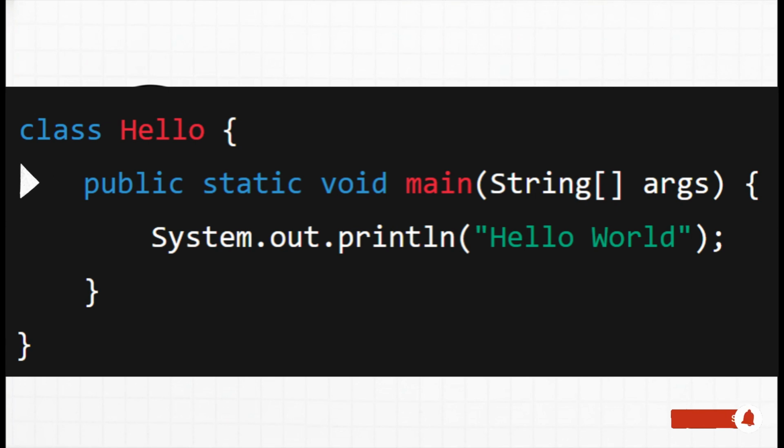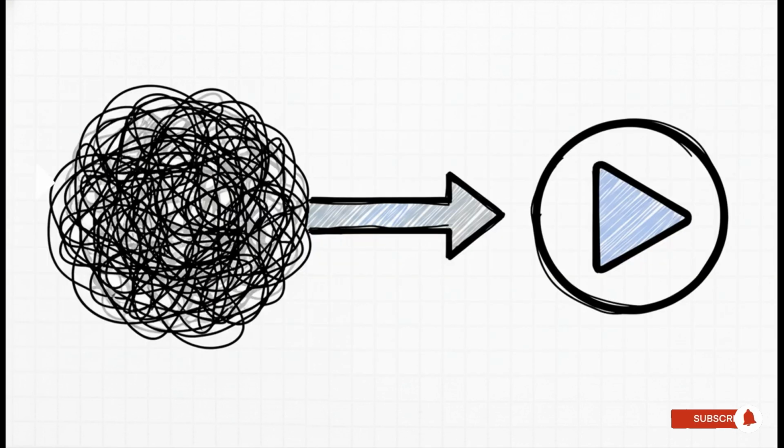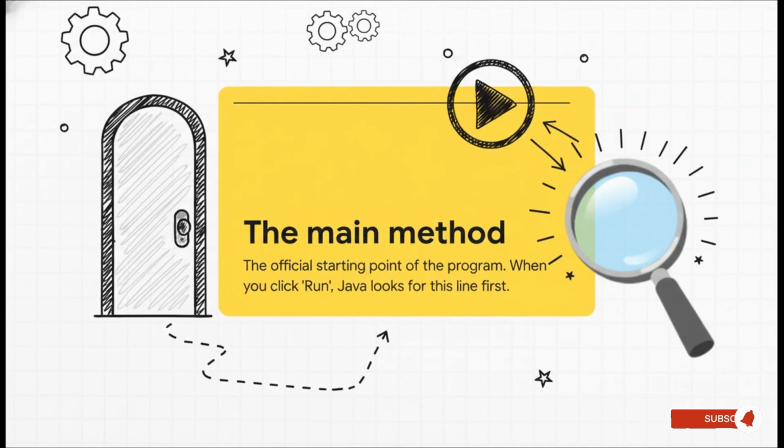All right, next up, this beast of a line. Public static void main string args. Whoa, okay, deep breath. Don't let all those words scare you. I promise its job is way simpler than it looks. So what is that line's big secret? It's just the starting point. That's it. It's the official entry point for your entire program.